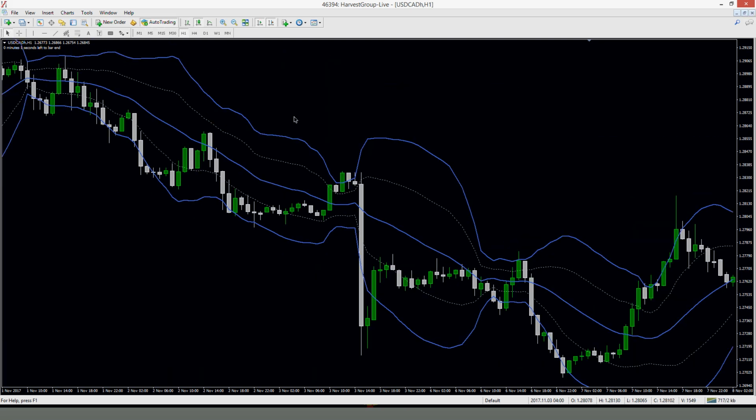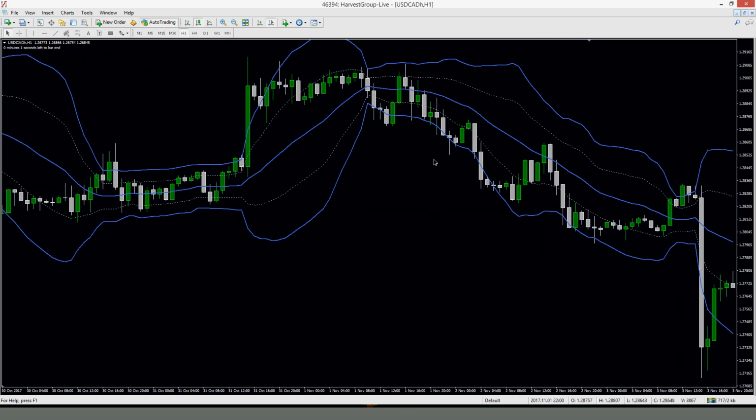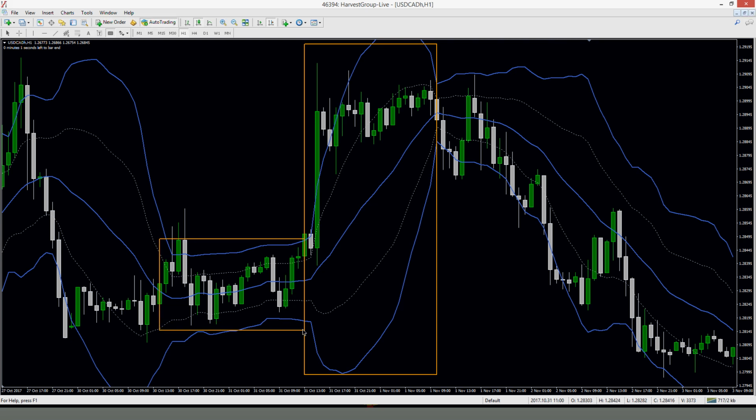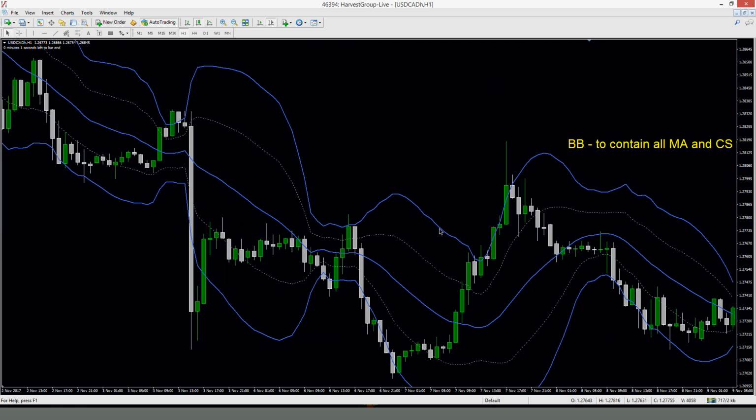There are two types of Bollinger Band: the momentum Bollinger Band, which is over here, and the sideways Bollinger Band. Let me just highlight this for you. This is a momentum Bollinger Band, and this is a sideways Bollinger Band. As you can see, it's fairly obvious that the candles are moving sideways.